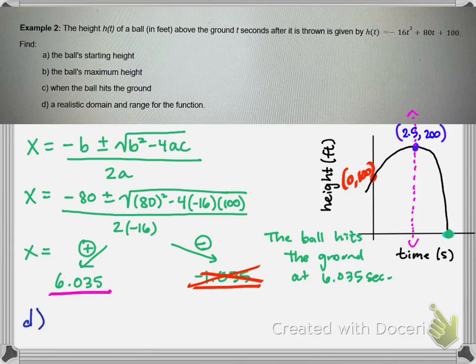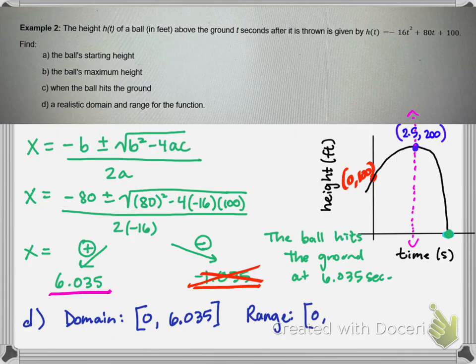So part D. The domain, again, we're talking about time. So where can I start? I can start at 0 seconds because I know I'm at 100 feet. Where do I land? 6.035 seconds, and that's inclusive on both ends because I can be those values. In terms of the range of this function, the lowest height my ball can ever get to is when it lands. That's at 0 feet. And the highest it can ever get to is the maximum, which again on my graph says 200 feet.